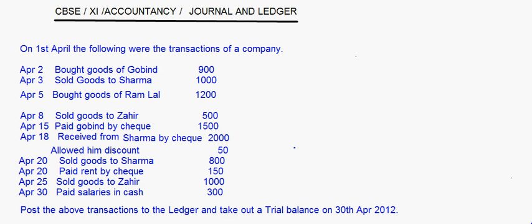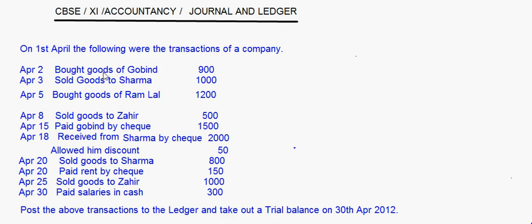We looked at this question in our last session. We made the journal entries and the ledger postings for this. So let's just have a quick look at this and then we will see how to make the trial balance for this, right? So this was the question with all these transactions.